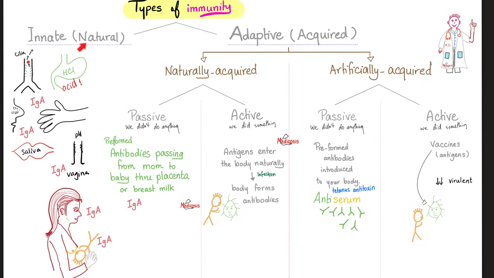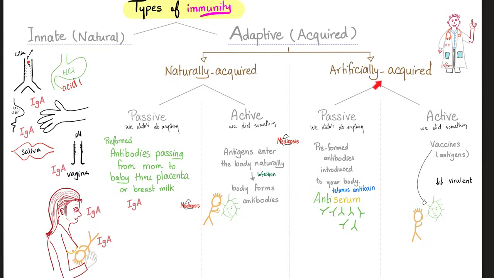We're done with the natural immunity. Let's dig deeper into the acquired. Acquired is naturally acquired or artificially acquired. Naturally acquired, you are passive versus you're active. You're passive, you did nothing. You acquired preformed antibodies from your mother through the placenta or through breast milk. Either way, you didn't do anything. Active, naturally acquired is when you get actually infected. Now your body will make brand new antibodies.